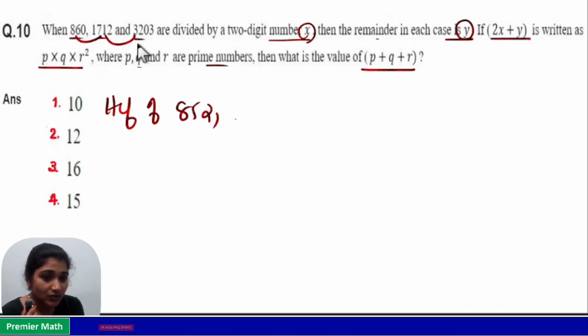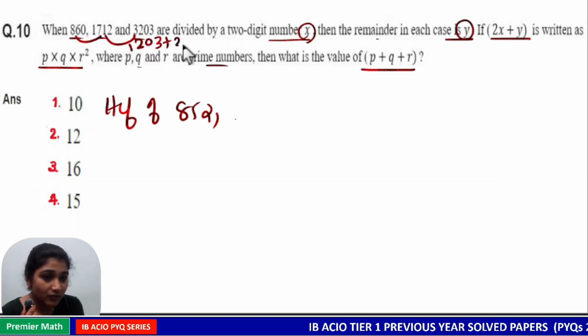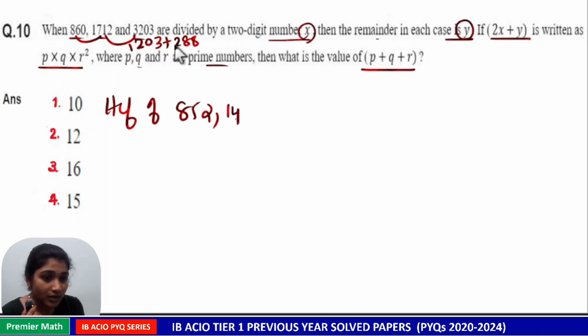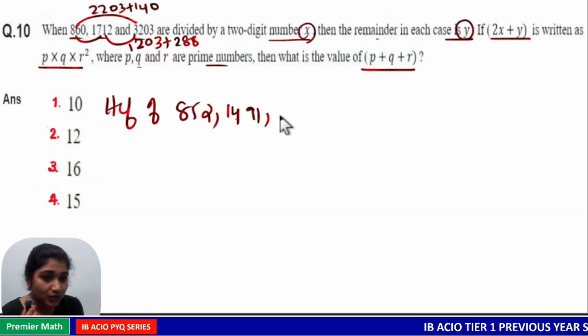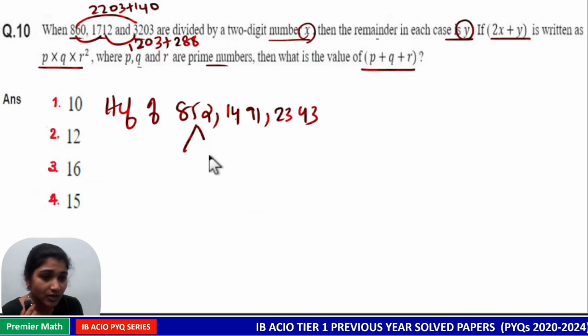The difference between these two is 3203 minus 1712, which is 1491. The difference between these two is equal to 3203 minus 860, which is 2343. Now take the common factorization.